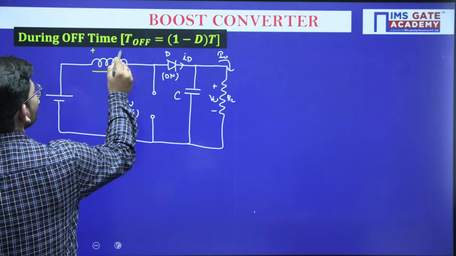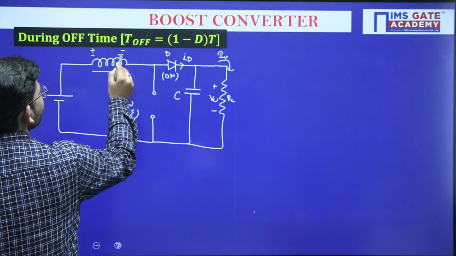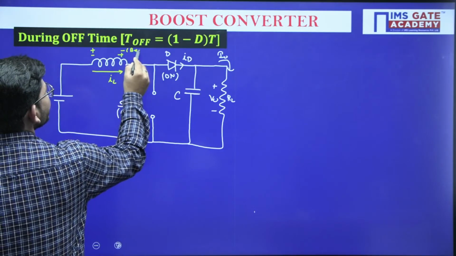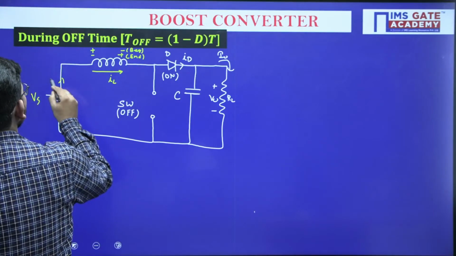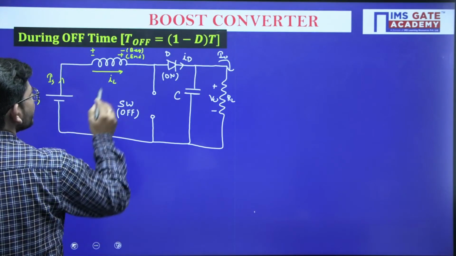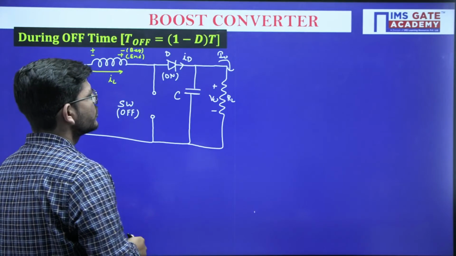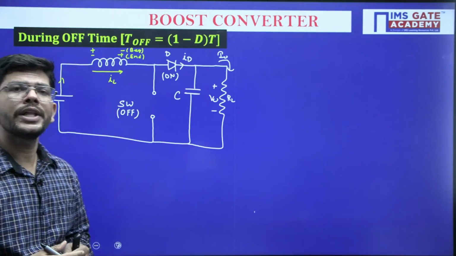This was the inductor polarity at the start. At the end it will have this polarity. So this is the inductor polarity at the beginning, and now the inductor will have this polarity at the end. Let me mark this current, the source current. This is what the inductor current is. So this is exactly what is happening during the off period.